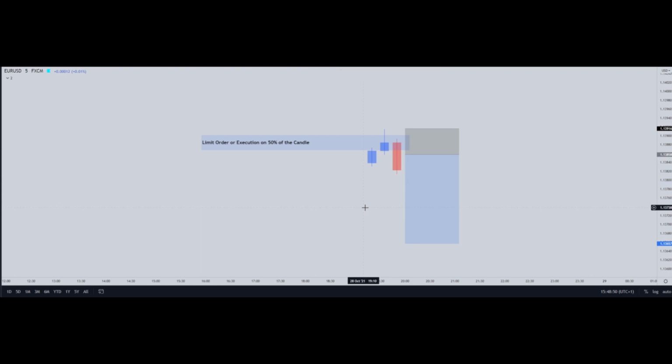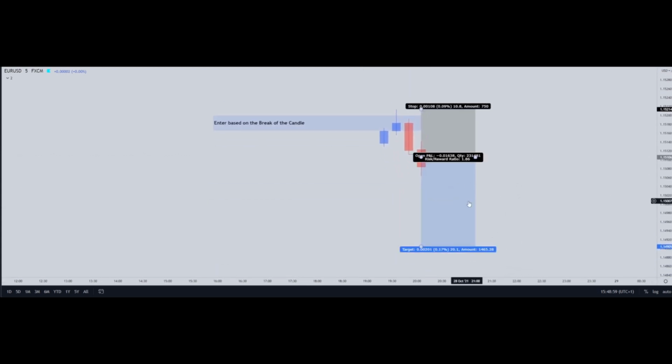Obviously they all have different pros and cons, number 1, 2 and 3. For example, if we look at 1, you can see that it doesn't offer the best risk to reward ratio, but you're guaranteed to be in a trade if price does break the low. Another pro to this one is, if price breaks the low, then it's high probability of it going in that direction.